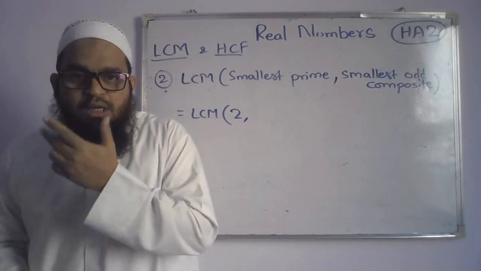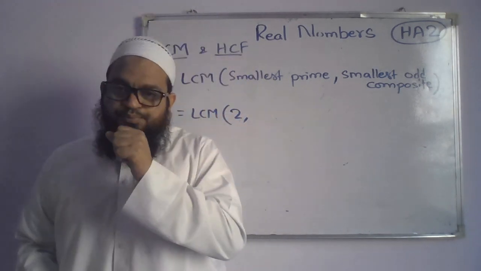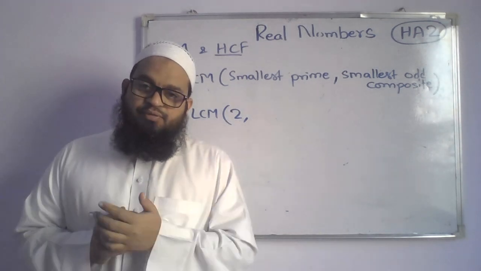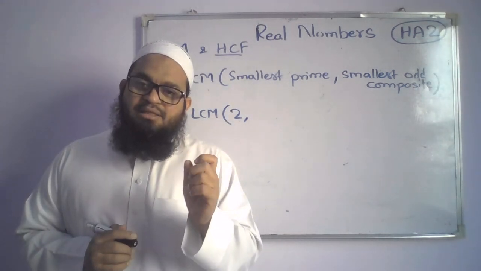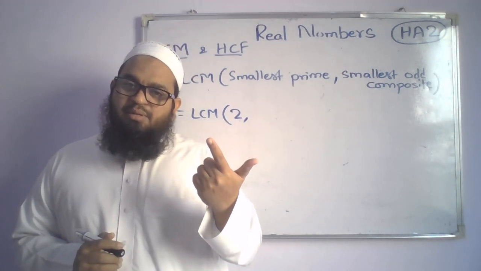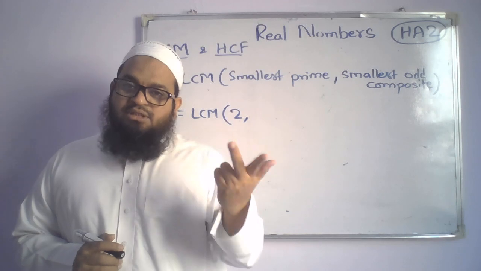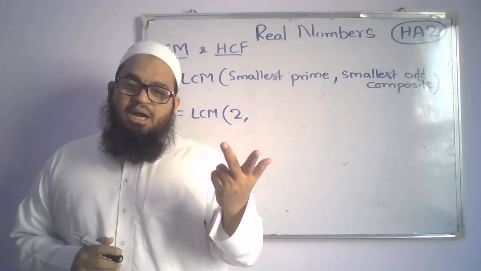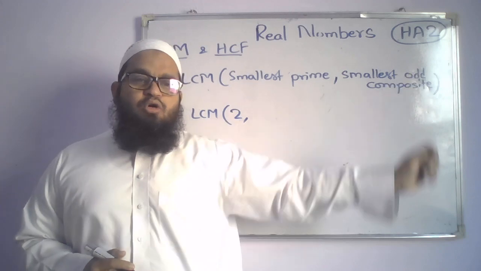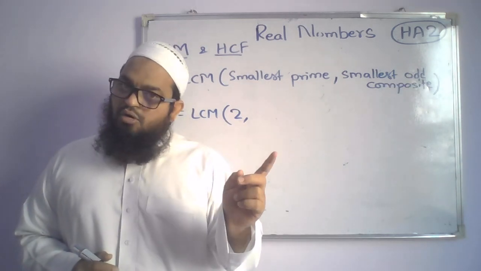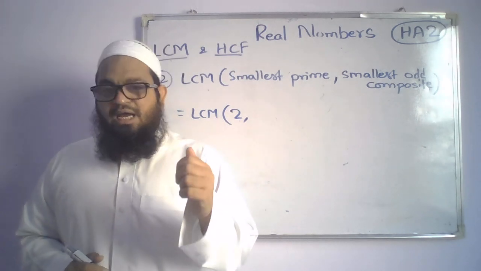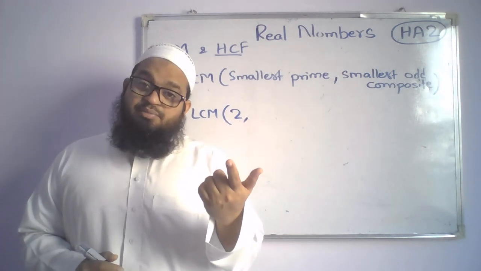A composite number is a number which is divisible by numbers other than 1 and itself. So 2 is a prime number, 3 is a prime number, and 4 is the first composite number, right? But 4, what is he asking? He is asking for an odd composite. So therefore 4 is not odd. Therefore let us go to 5. 5 is a prime number. 6 again is an even number, and 7 is a prime number.